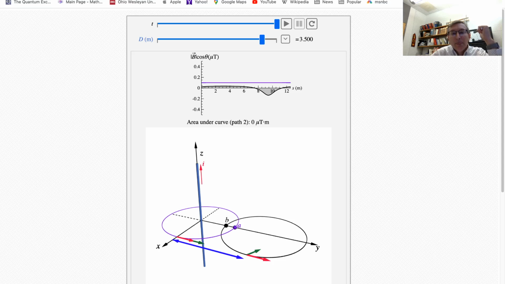The curve in black is B cosine theta for path 2. And for some parts of the perimeter around 2, B cosine theta is positive, and for other parts it's negative. And the light gray shaded area is the area under the curve, and it turns out that you have just as much positive area as negative area, and it says the area under the curve for path 2 is 0.